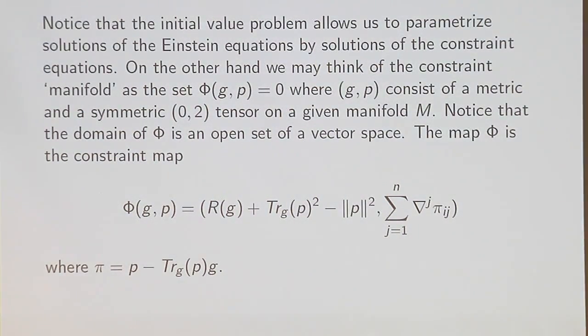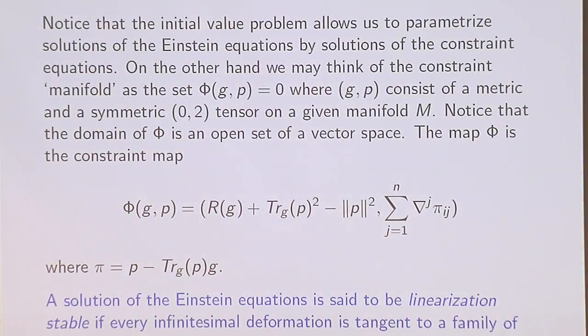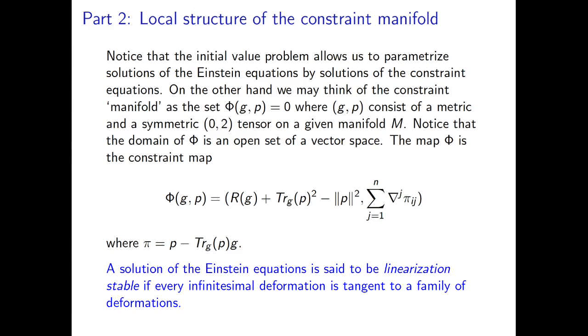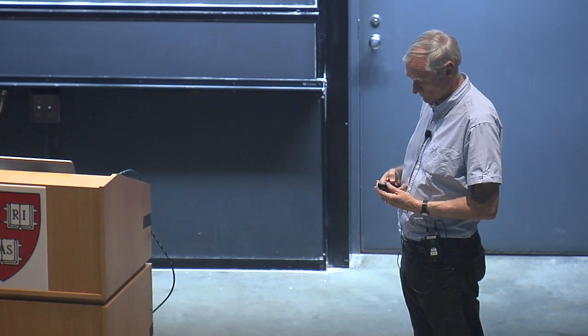And one of the key ideas here, which in a certain sense kind of unifies the two recent results I want to survey here, is the idea of linearization stability. So this definition was given, I think, back in the 70s by particularly Jerry Marsden and collaborators of his. And the condition is that every infinitesimal deformation is actually tangent to an honest deformation, so a family of solutions.